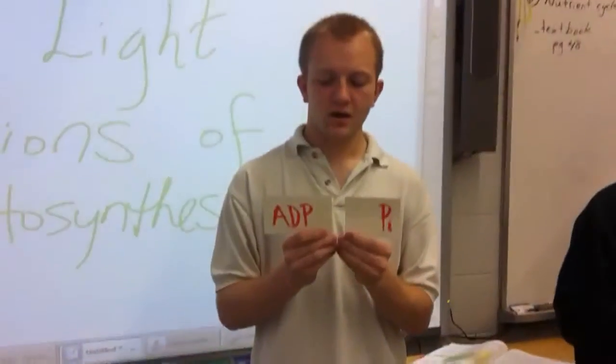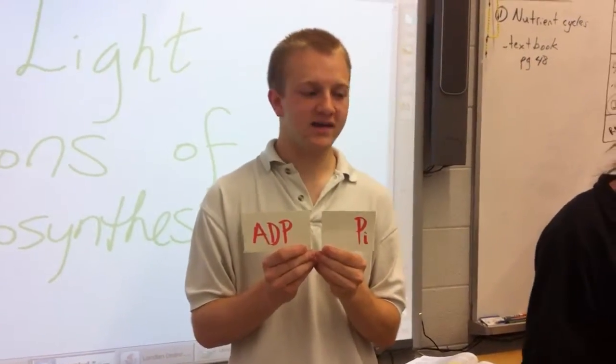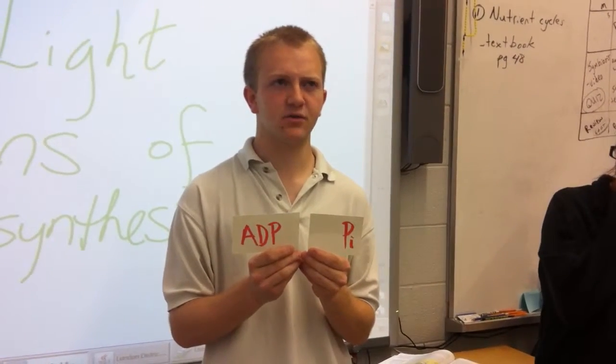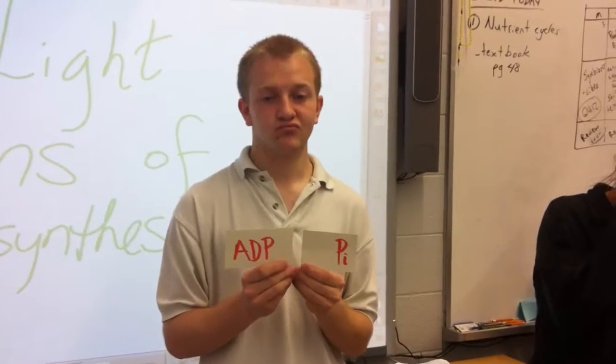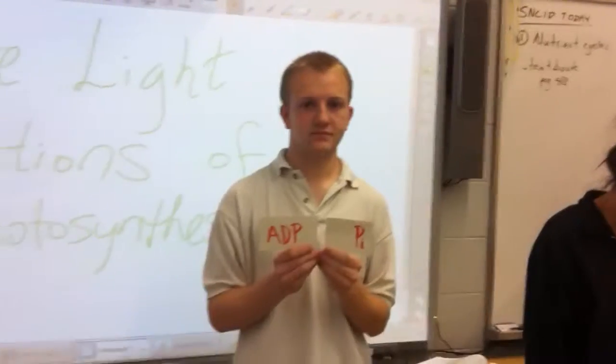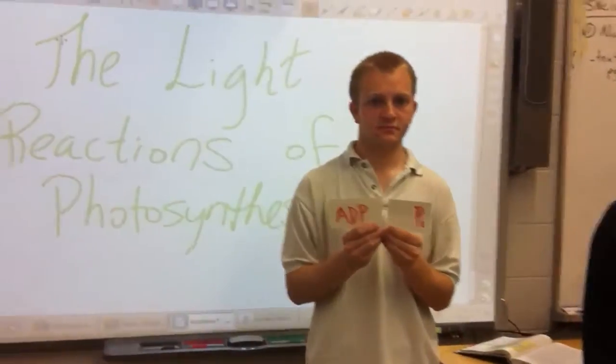Okay, cool. And you are, sir? I am ADP and Pi, and I pass these on to the ATP synthase to create ATP, which creates glucose. Okay. In the Calvin cycle, right? Yep. Yeah, okay, so ATP and NADPH for the Calvin cycle. And those are what we call the dark reactions.